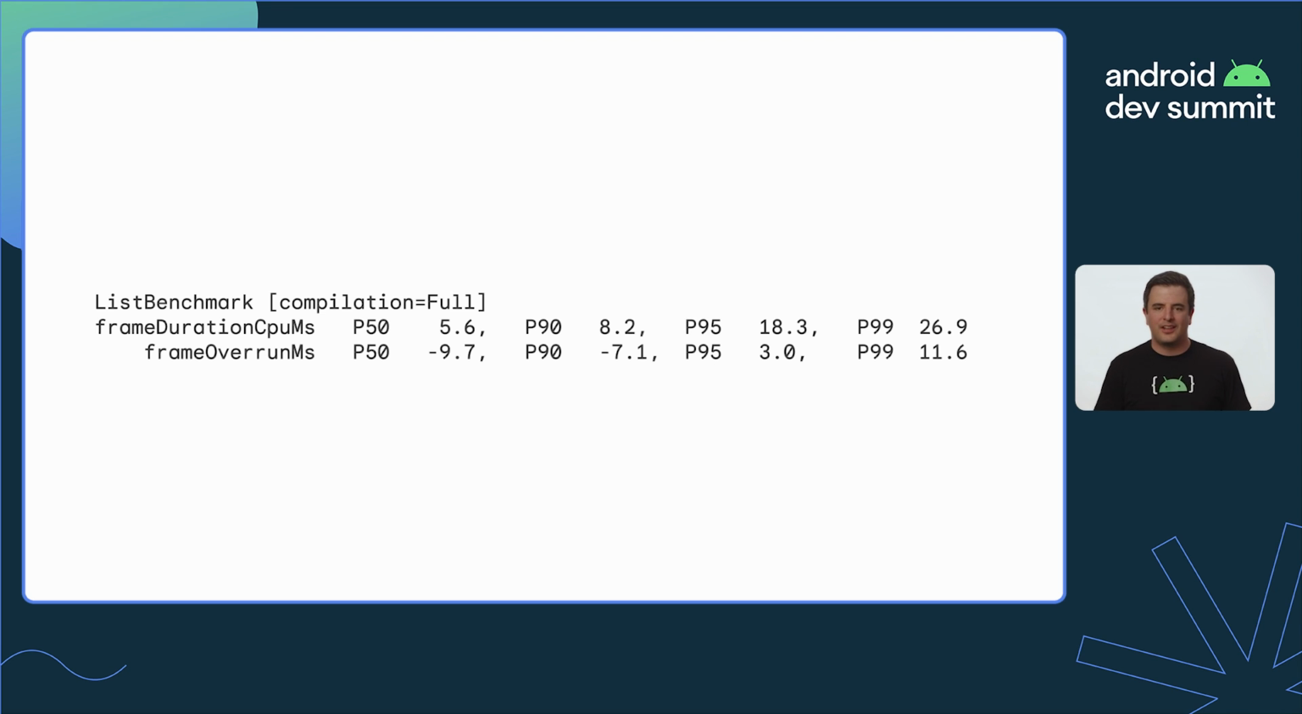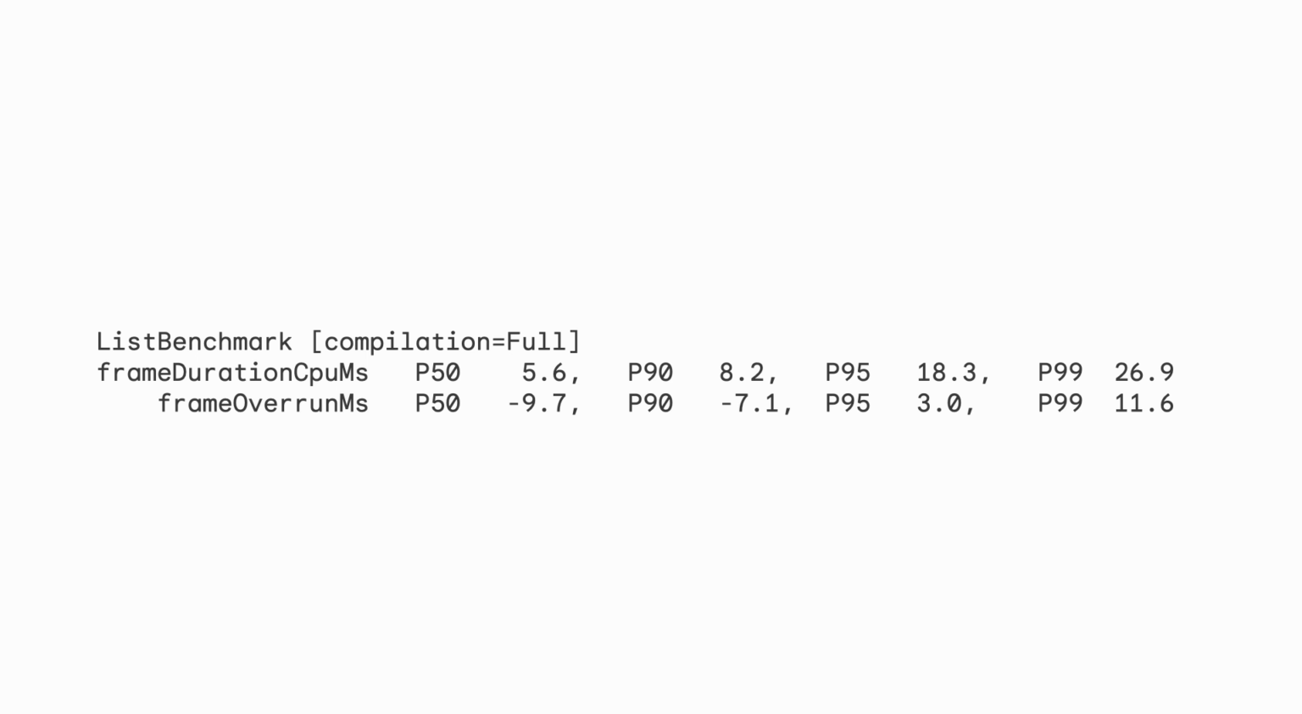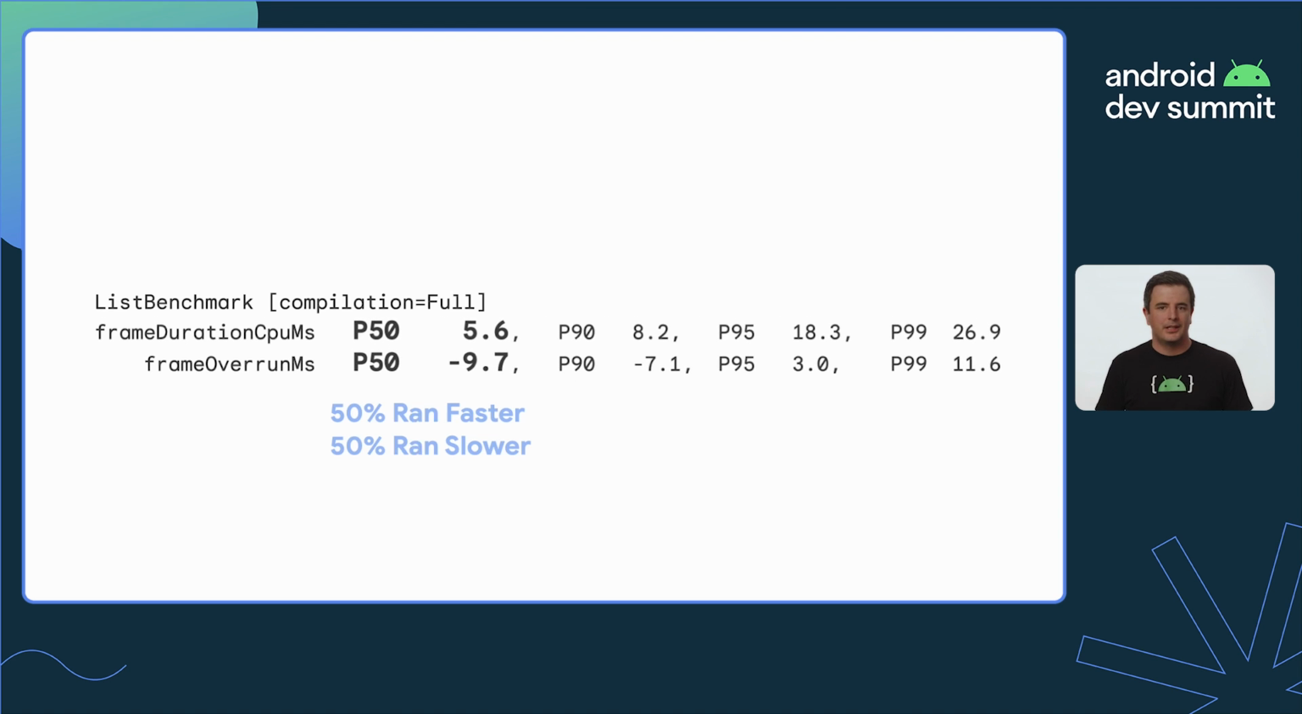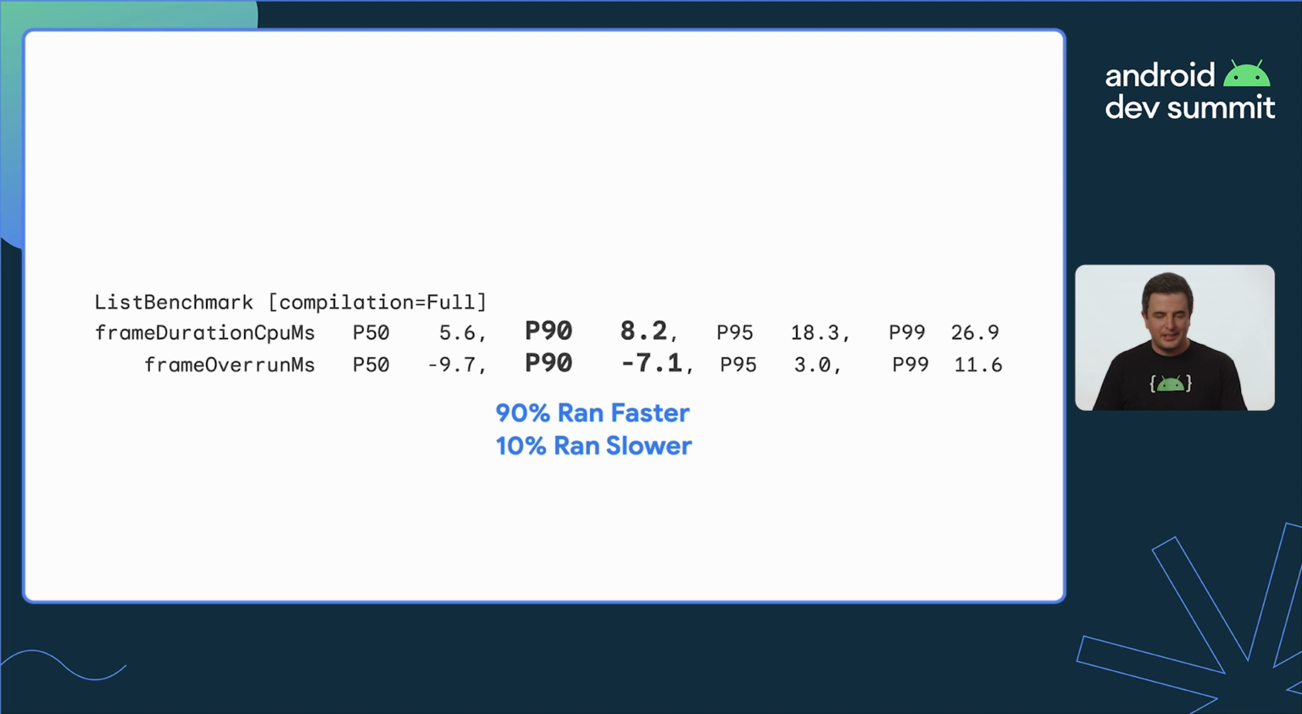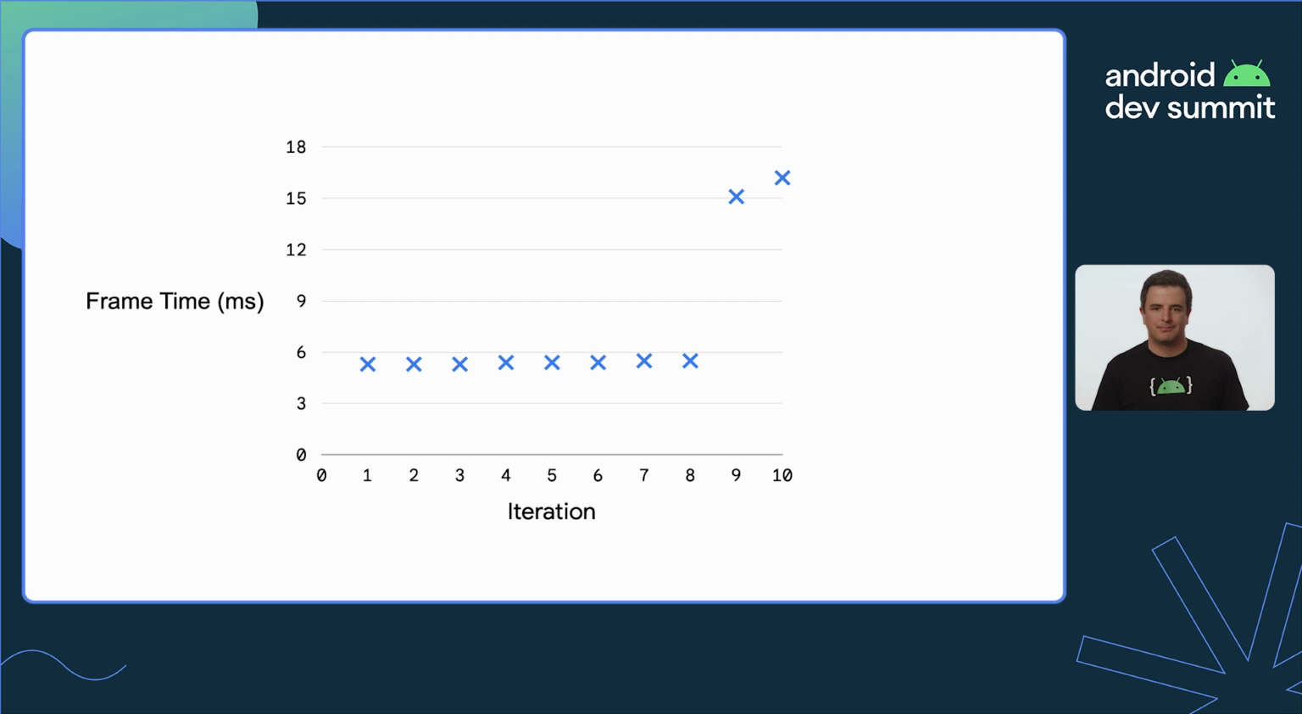To understand them, you can think of it like this. You can see how long each frame took to render, and if it overran its render deadline, or in other words, janked. For overrun, negative numbers are good, and positive numbers mean your app will show visible jank and start dropping frames. P50 means 50% of cases rendered faster than this, and 50% of cases rendered slower. P90, 90% of cases rendered faster than this, and conversely, 10% of cases rendered slower, and so on.